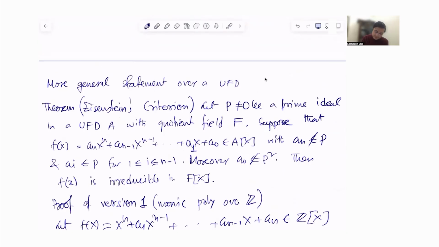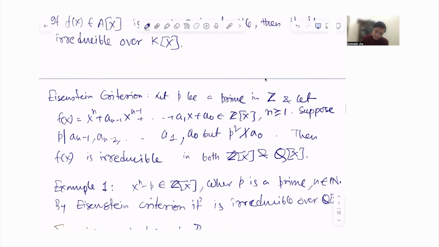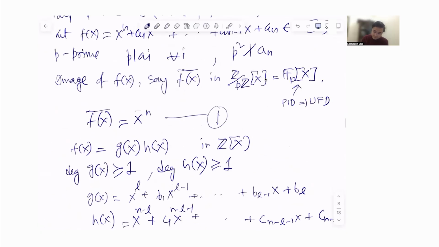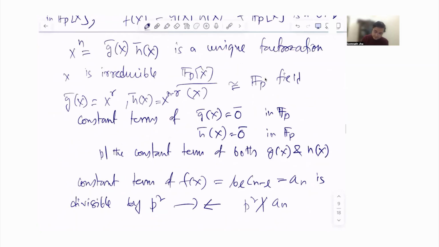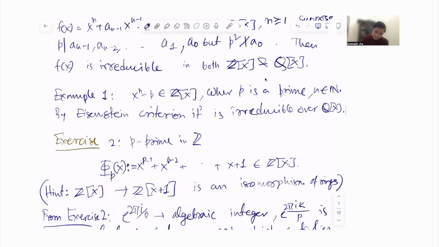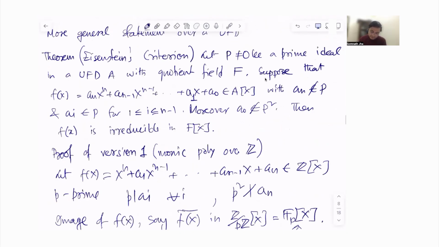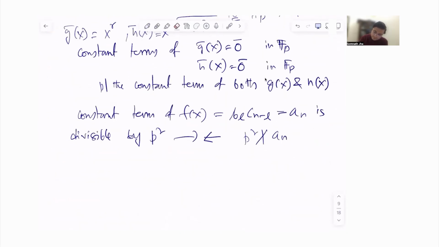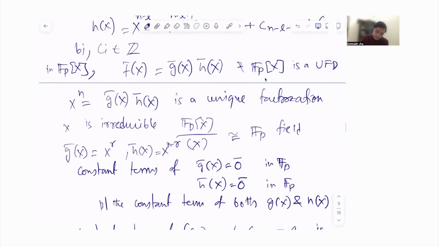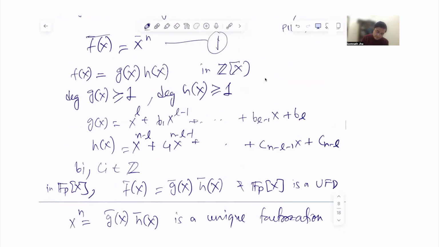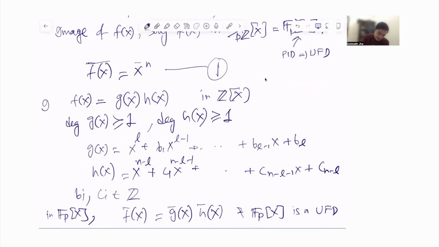Sorry, wrong notation. What did we use here? Correct notation: p squared doesn't divide a naught, the constant term. And this contradiction happened because we assumed that f is reducible; this must not be the case, right? So ultimately we arrive at a contradiction.